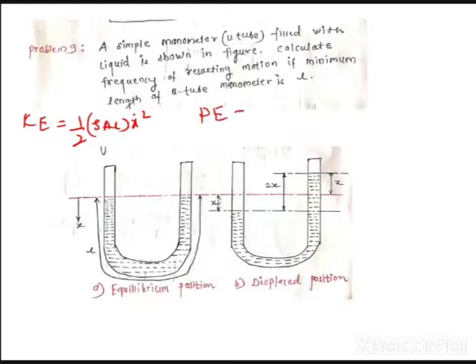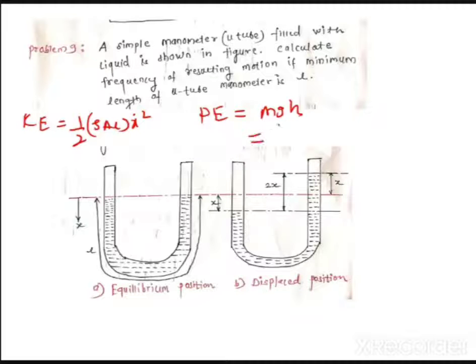Now I want an answer from your side. How will you calculate the potential energy in this case? If you can guess, or if you can apply the logic here, mechanical vibration is completely based on logic. In this case, will the potential energy be gravitational potential energy or strain energy? Gravitational potential energy, right? Very right. So it is mgh.